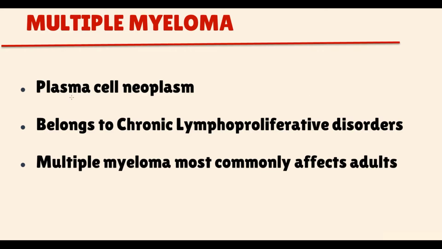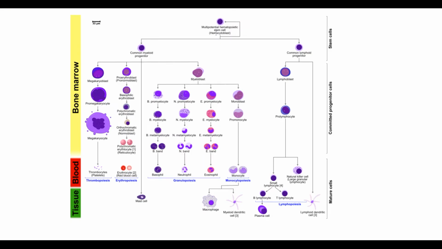Multiple myeloma is a plasma cell neoplasm. To explain this, we have to take a look at hematopoiesis. Initially, a stem cell differentiates into the common lymphoid progenitor cell, then into the lymphoblast, then into the prolymphocyte, then into the small lymphocyte, and then into the B lymphocyte, and the activated B lymphocyte in the blood is called a plasma cell. In normal conditions, the function of the plasma cells is antibody production.